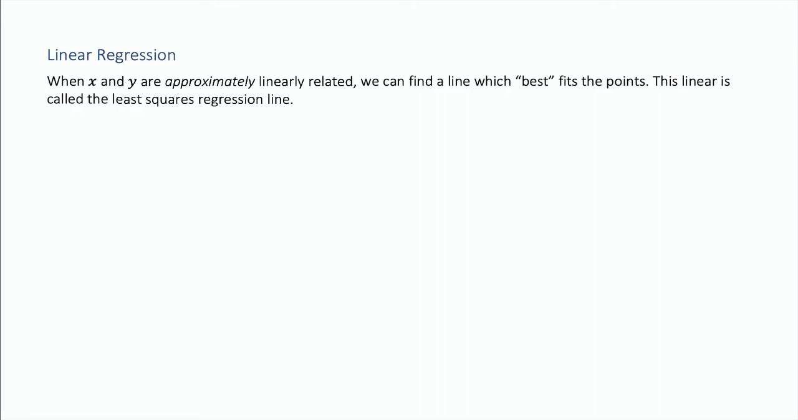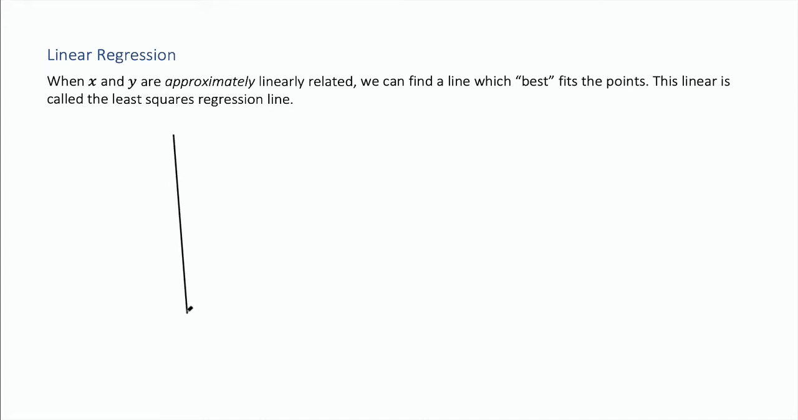Sometimes variables do not have a perfect linear relationship. However, the general trend is linear. And so what we'd like to do is be able to find a line that fits that data the closest. There are different methods for this, and the method we're going to use finds what's called the least squares regression line.